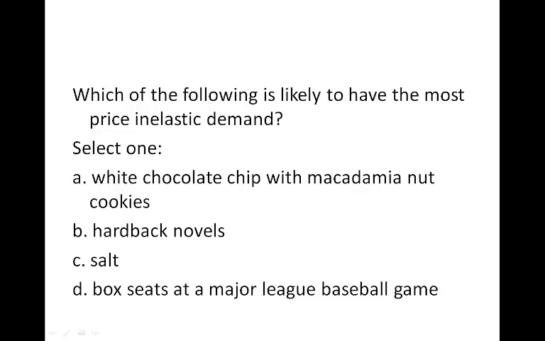Hardback novels, well, there are softback novels, there are ebooks. I mean, there are other forms of entertainment, TV. So B is not right. For something like box seats at a Major League Baseball game, that's a luxury. The demand is going to tend to be elastic. So C is the only thing that's going to have an inelastic demand because it's a broadly defined good, and also it's a small part of the budget.